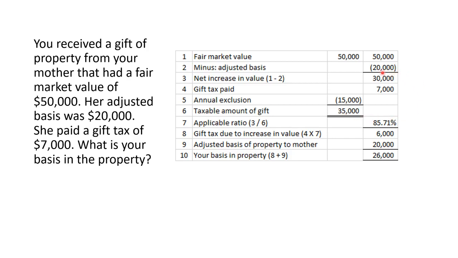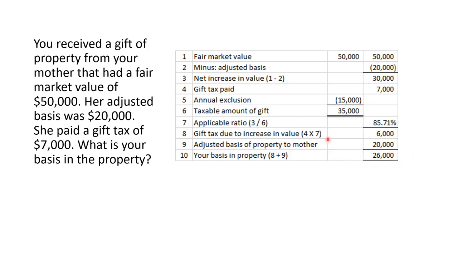We then take the net increase in value, 30,000, divide it by 35,000 to come up with 85.71%. We then take the 85.71%, multiply it against the gift tax paid, and we come up with a gift tax due to increase in value of 6,000. Take that 6,000, add it to the mother's adjusted basis, and now our basis is 26,000.